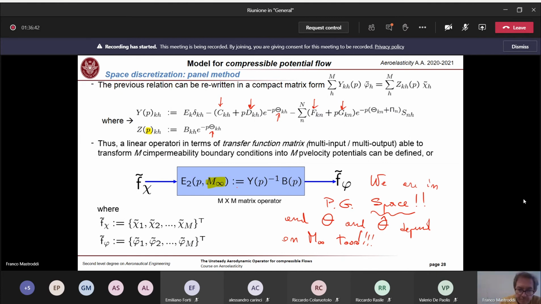The MKAERO card: Mach and reduced frequency.